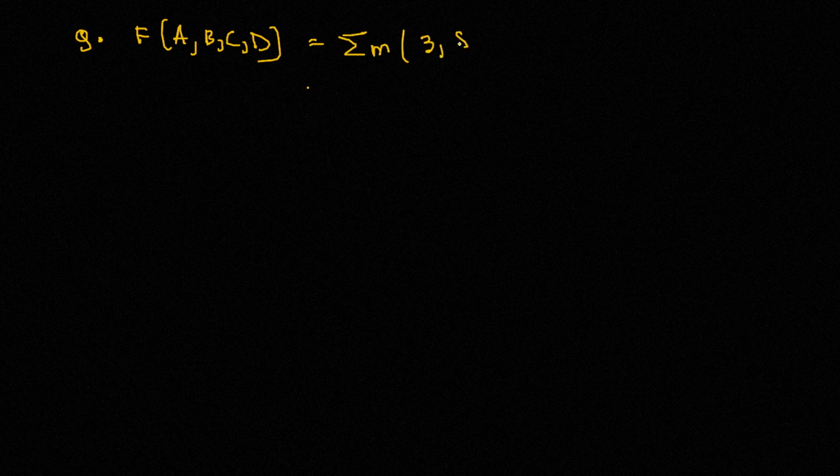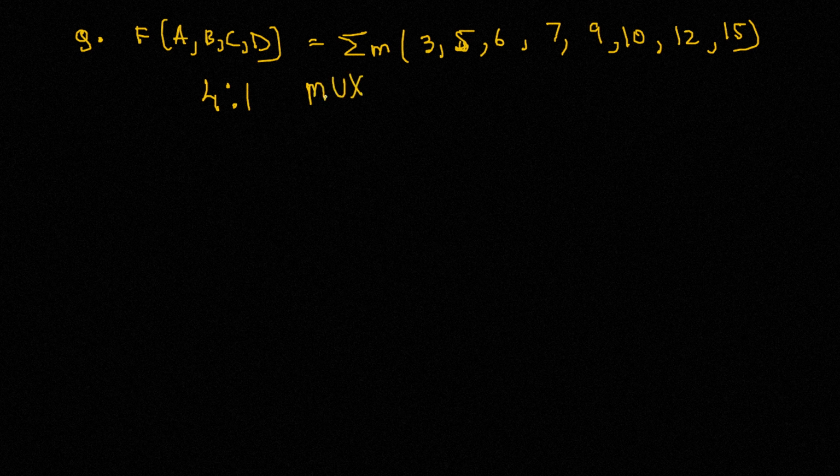Okay, so let's take this question. F of A, B, C, D is equal to summation of M 3, 5, 6, 7, 9, 10, 12 and 15. Okay, so we have to implement this using a 4 cross 1 mux, right?